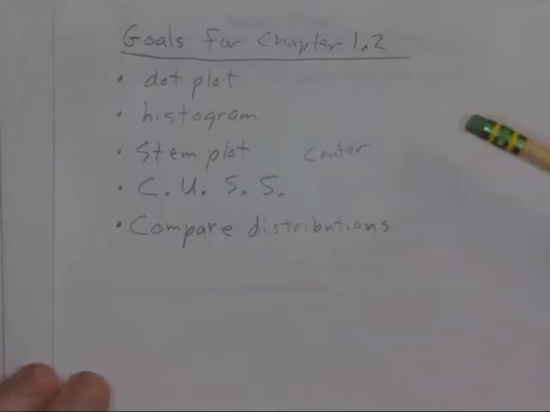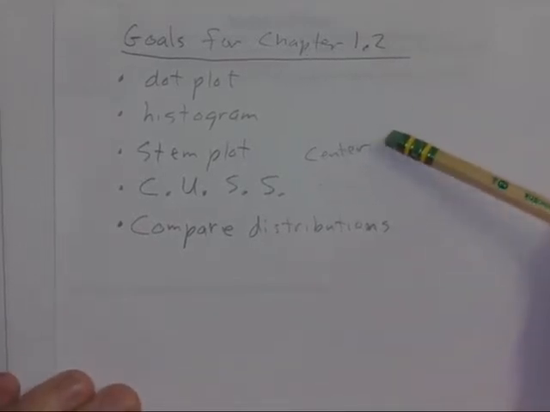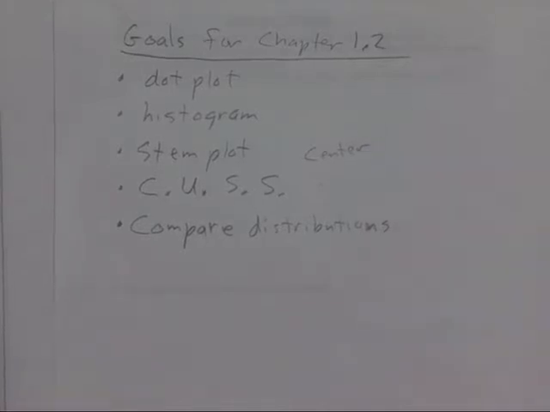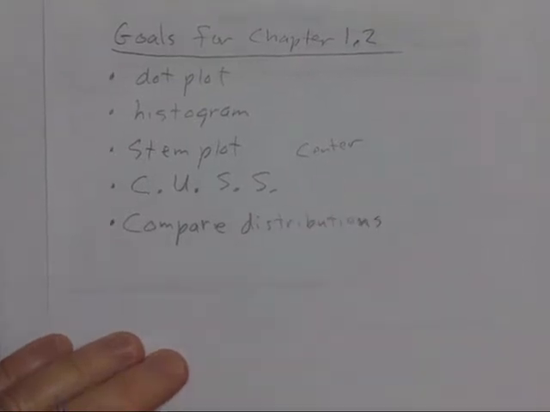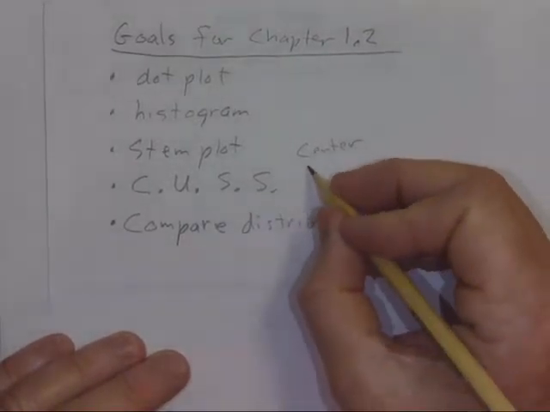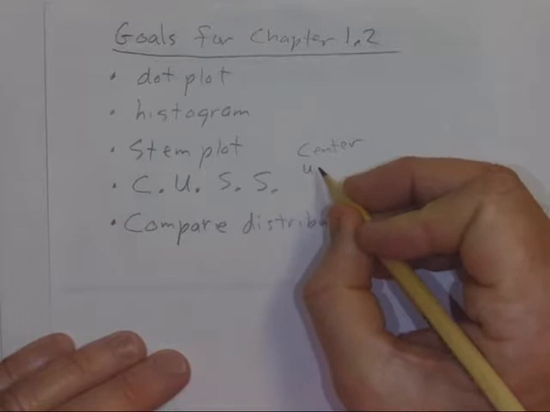Now in the next section, in 1.3, we're going to calculate numbers that describe the center, namely the mean and the median for the most part. All right. So, but for now, we're just going to eyeball it and say it looks to be centered around whatever it's centered around. The U stands for unusual values.